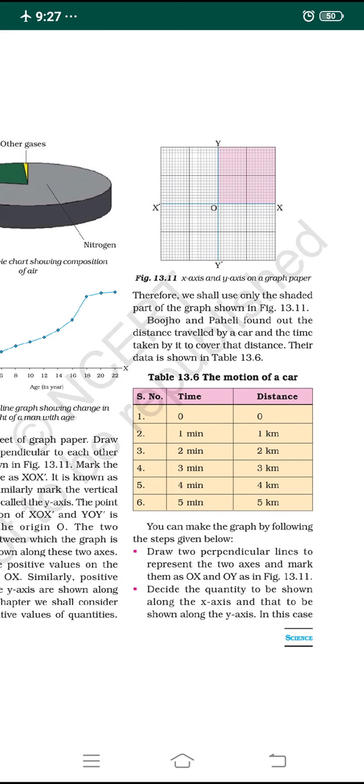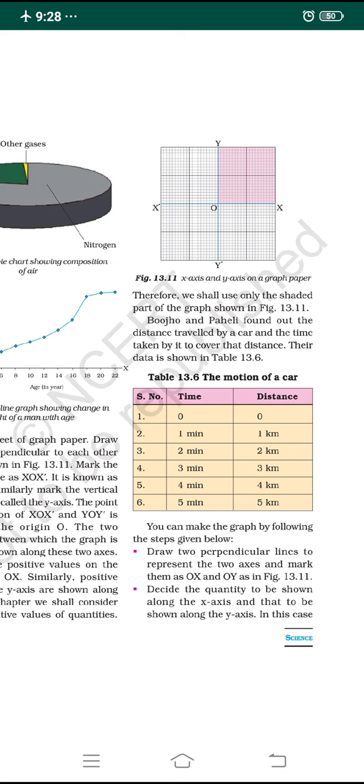So therefore we shall use only the shaded part of the graph, as shown in figure 13.11, to represent the given information. The shaded portion, the reddish color, is what we use to show the graph. Bhuja and Paheli found the distance traveled by the car and the time taken to cover that distance. Their data is shown in table 13.6 already.